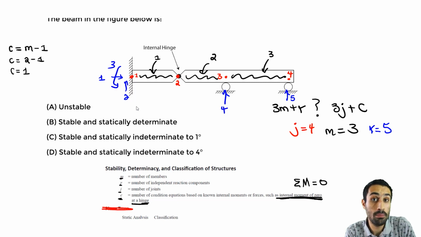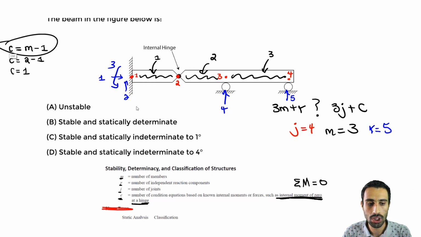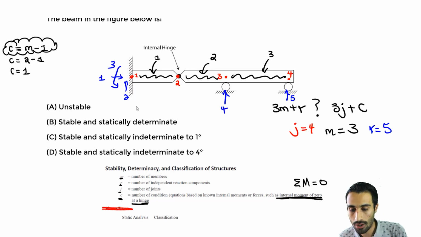So if you had 3 members, it would be 3 minus 1. The C value would be 2. If you had 4 members meeting at the hinge, 4 minus 1, the C value would be 3. So I hope that makes sense. But this is a good equation to know just in case. But in our case, C equals 1.